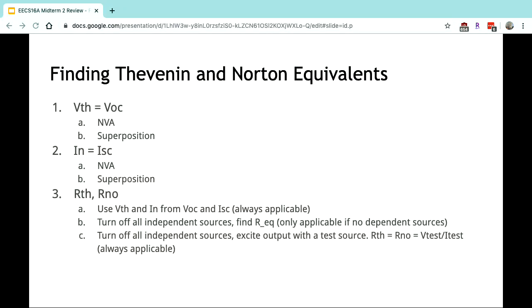For your R Thevenin or R Norton, if you already happen to have found V Thevenin and I Norton, you take those two quantities and divide one by the other. That'll give you the resistance. Some other methods covered in the notes: if you turn off all the independent sources in a circuit and you're left with only resistors, then the equivalent resistance that you see at the terminals A and B will be your Thevenin equivalent resistance or your Norton equivalent resistance.